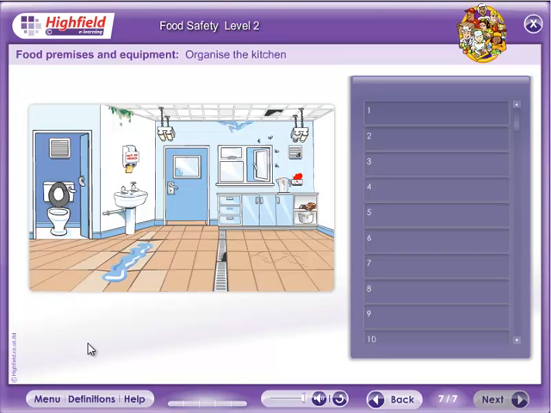Here's a kitchen. Find the reportable defects to minimize the risk of food contamination. Click on the areas when you can see a reportable defect.